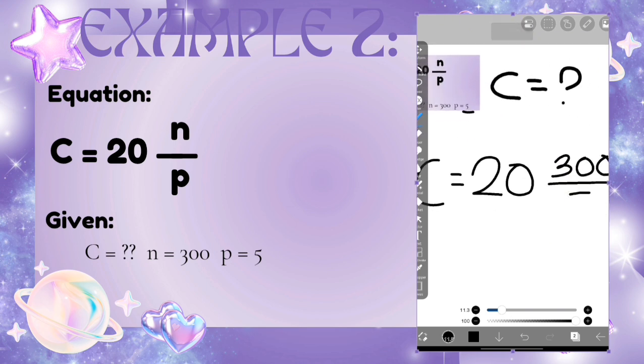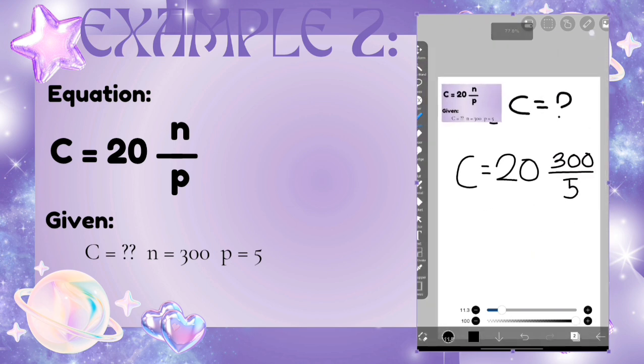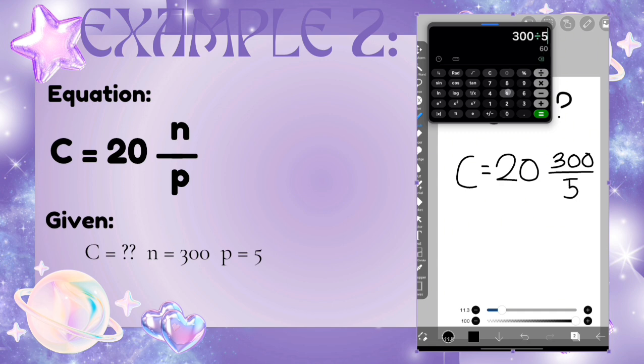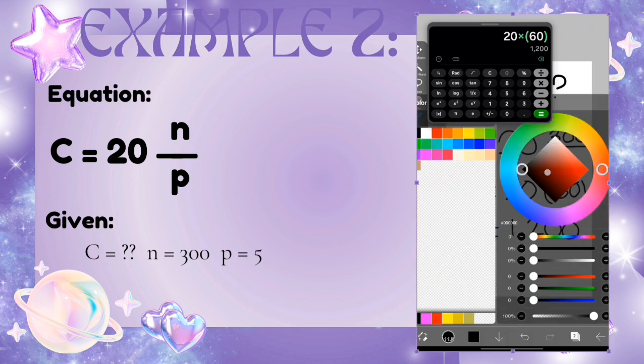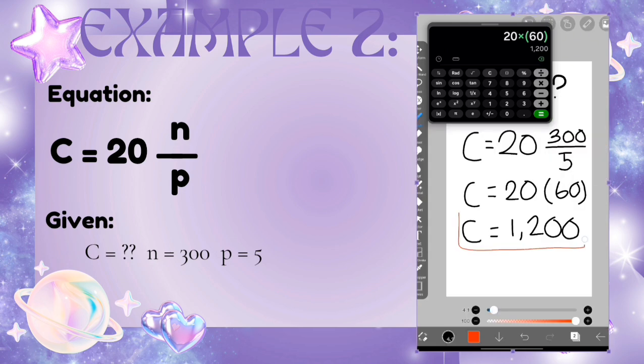So, ganun pa rin guys, ipalitan natin kung ano ang value ni N and P. So, 300 divided by 50, the answer will be 6. So, C equals 20 times 6. The next step, ipag-times natin yung 20 and yung 6. So, the answer will be 120. So, wala nang iba, kundi yan lang ang final answer. So, guys, nakuha na natin ang cost.